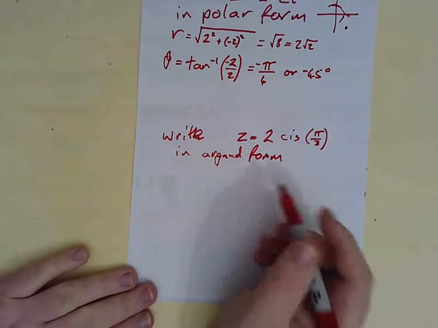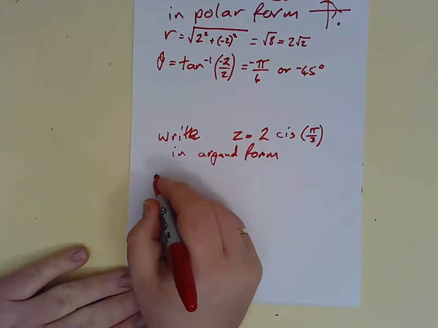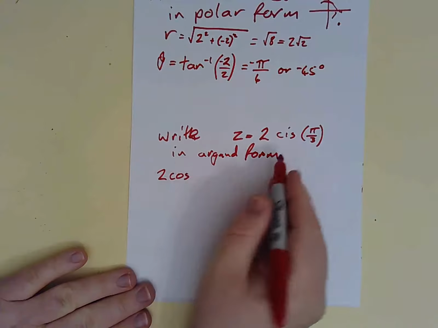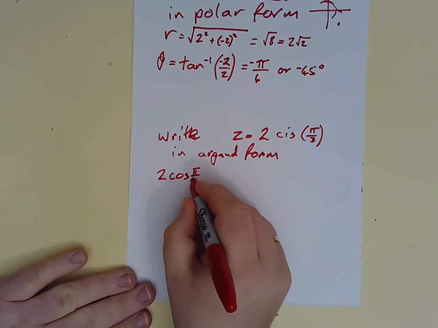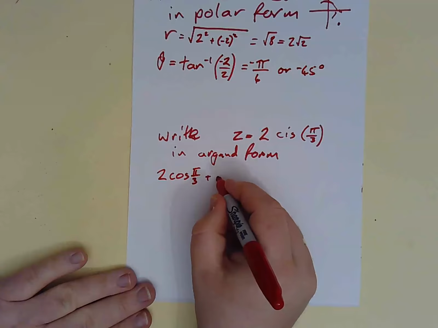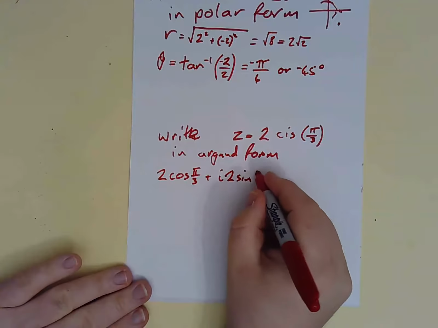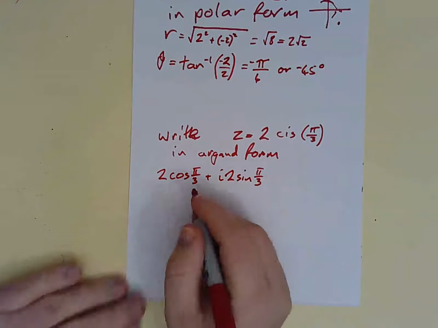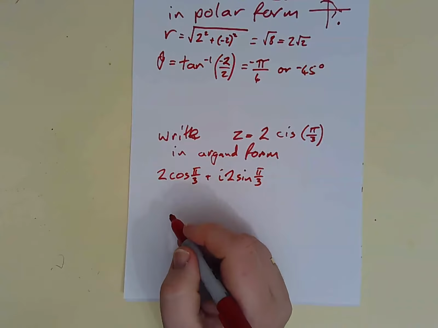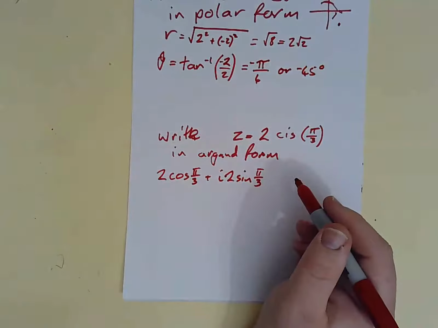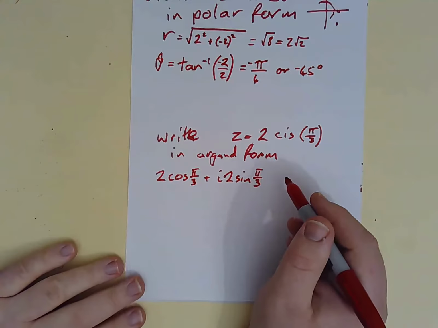Now going back, I said it was really simple. All we're really doing is just calculating this out. So I'm going to write this in the full form. So 2 cos of pi on 3 plus i times 2 sine pi on 3. Now, if we put these into our calculators, we don't have to worry about diagrams here or worry about it so much because this will work naturally.